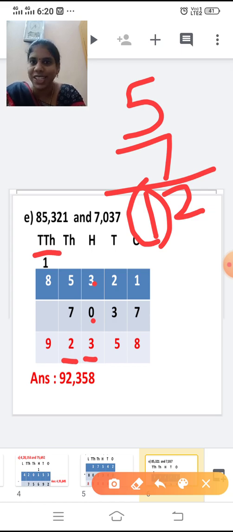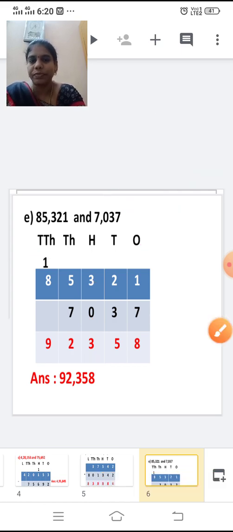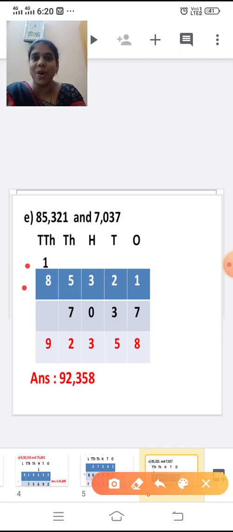Now shall we add the 10,000 place? Yes, 1 plus 8 or 8 plus 1. So I am keeping 8 in the mind. After 8, I am going to add only one number. 8 plus 1 is 9. So the answer is 92,358.